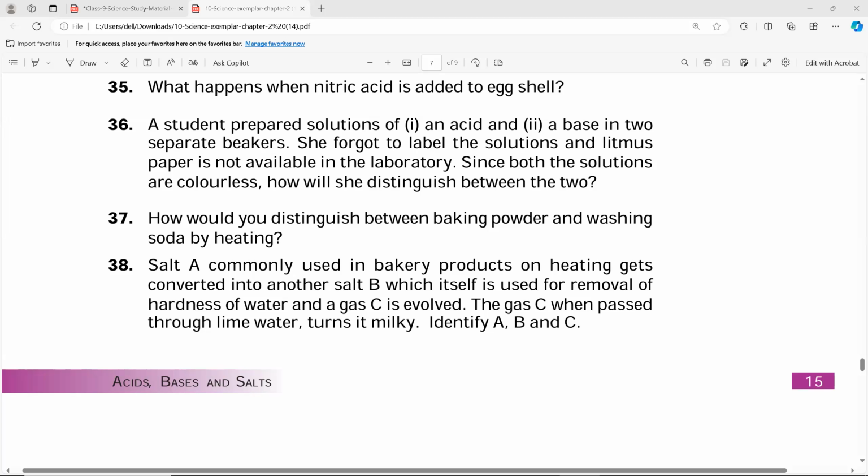Very good. Albina, what did you write? Actually, I didn't write the correct answer. So what did you write? I wrote heating effect in baking powder. Okay, this was question number 37. So here is the answer for question number 37, so that you can write it properly if you have not done.